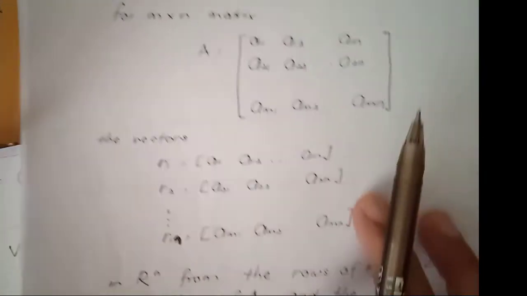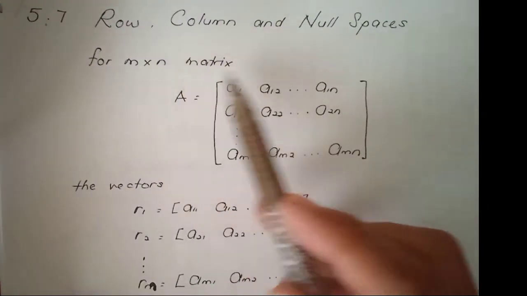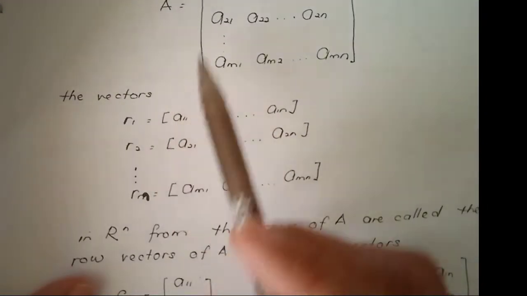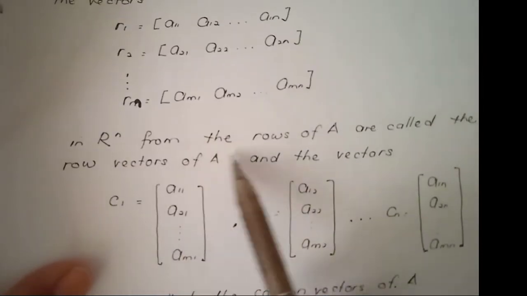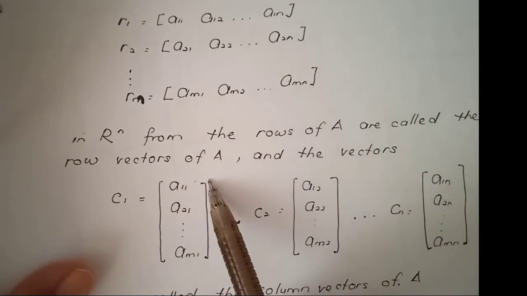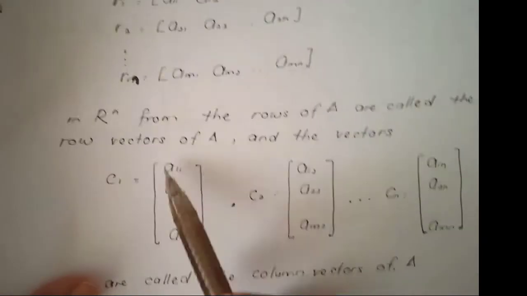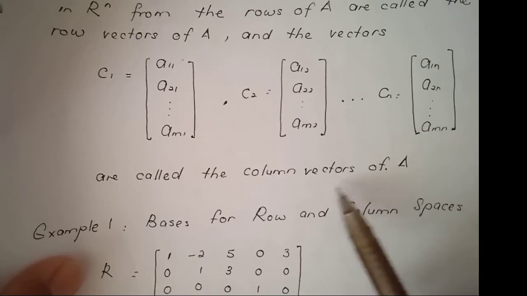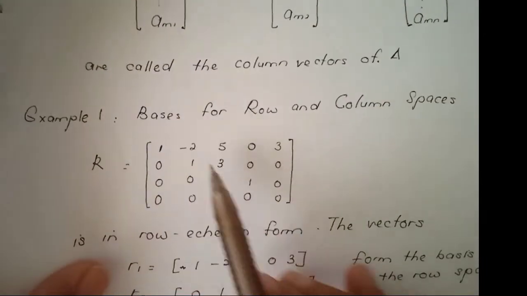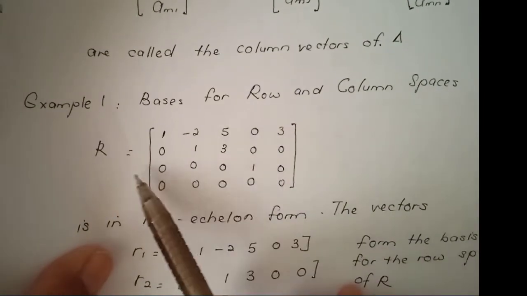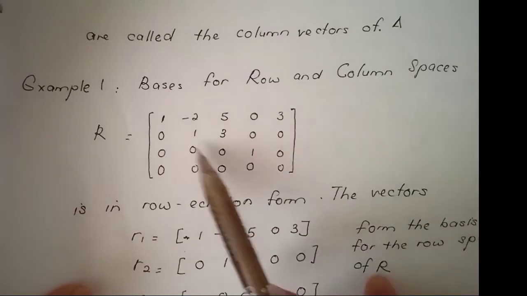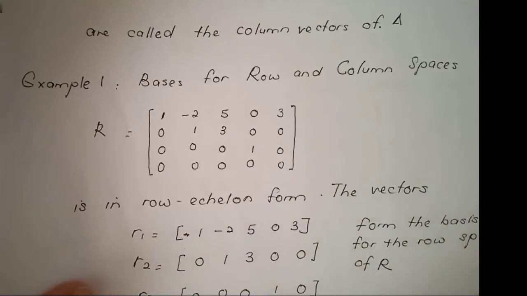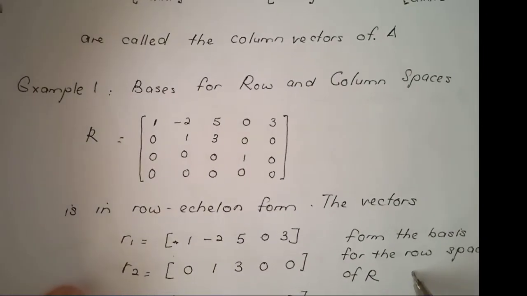Example, for the m times n matrix given by this, the vectors from the first row, second row and the last row in Rn are called the row vectors of A, and the vectors in column form are called the column vectors of A. Okay, example: the basis for the row and column space of R, which is in row echelon form, and the vectors row 1, row 2, row 3 form the basis for the row space of R. Right?